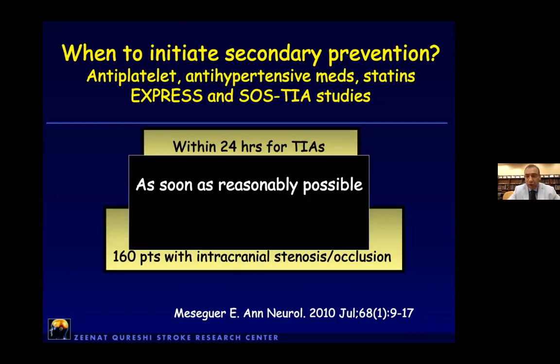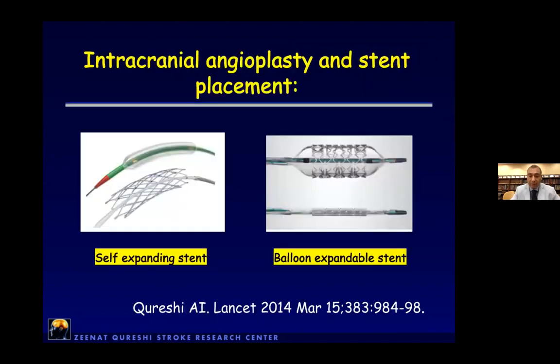So whenever we talk about intracranial atherosclerosis and any therapeutic intervention, including intracranial stent placement, to prevent a second ischemic event, we have to think of doing this intervention as soon as reasonably possible. Now, intracranial angioplasty and stent placement has been evaluated over the last 25 years, and perhaps even longer, for patients with intracranial stenosis, for the same reason: patients with intracranial stenosis have a high risk of having recurrent ischemic events despite medical treatment once they've had their first ischemic event.